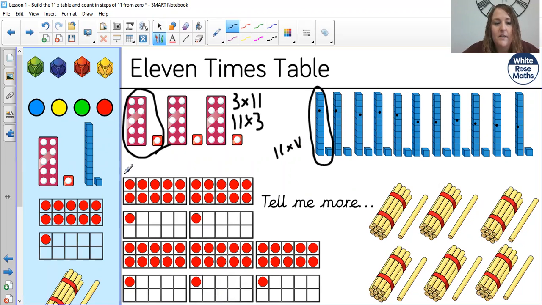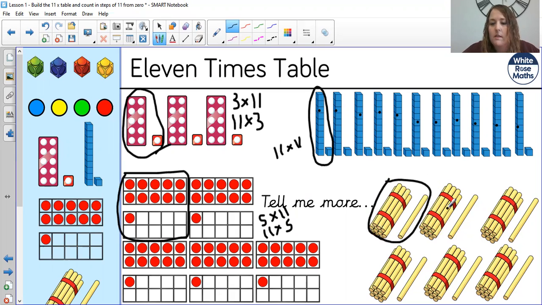Okay, down at the bottom left, we have more pictures showing a group of 10 and a group of 1. So that's 1 group, 2, 3, 4, 5 groups. So hopefully you can tell me that that one is 5 times 11 or 11 times 5. And then the bottom ones, these chopsticks almost are in packs of 10. And then there's a single one, and there's 1, 2, 3, 4, 5, 6 groups. So hopefully you could tell me that that one is 6 times 11 or 11 times 6.